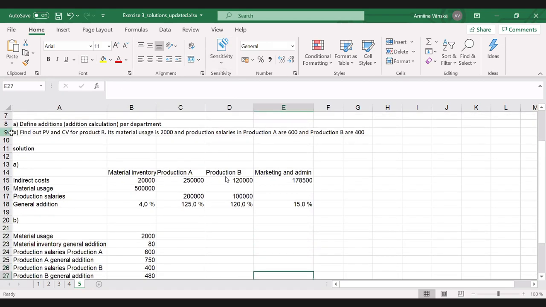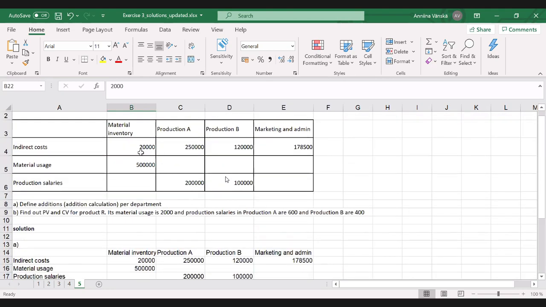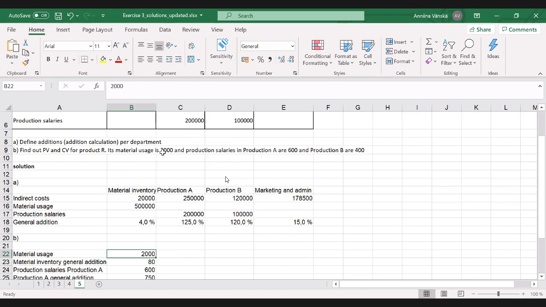In the B, we are calculating the production value and cost value. We have the material usage from above. For the product R, the material usage was 2,000, and production salaries were from A 600 and production B was 400.